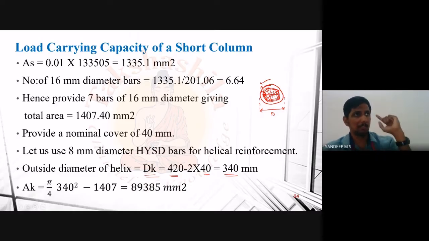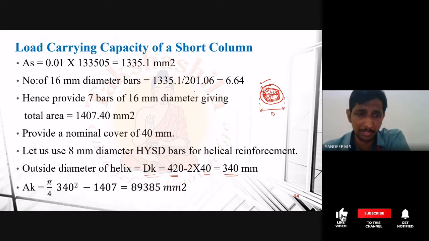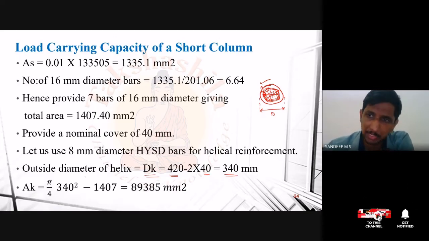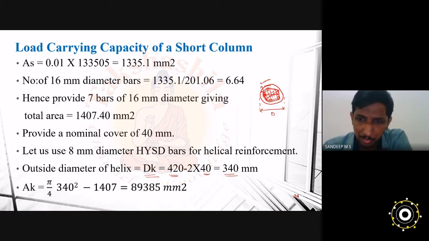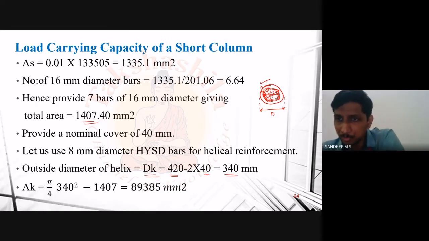Please visualize, we have a spiral form and we are taking just a section. So this tie will be actually there only at a single location. That is why we are neglecting that. But longitudinal bars are sufficient, so they should be considered. Therefore, we have just found out the outside diameter of the helix. Then we are calculating the area, that is pi by 4 into the outside diameter of the helix, minus 1407, where 1407 is the total area of longitudinal bars which we have provided. That will give you the concrete present in the core region.